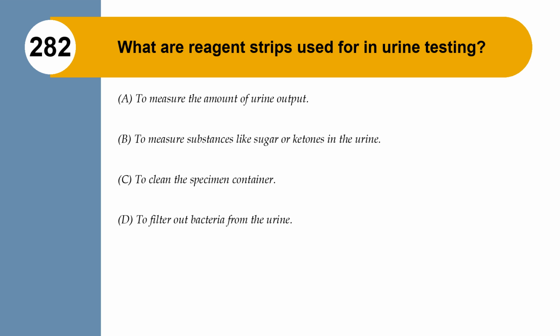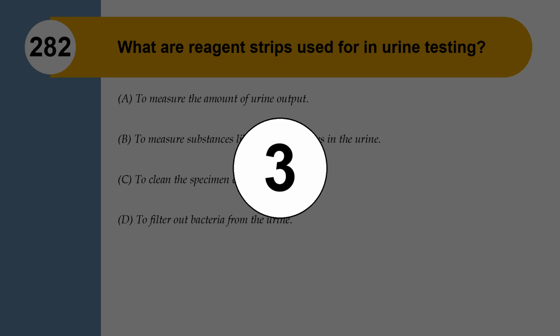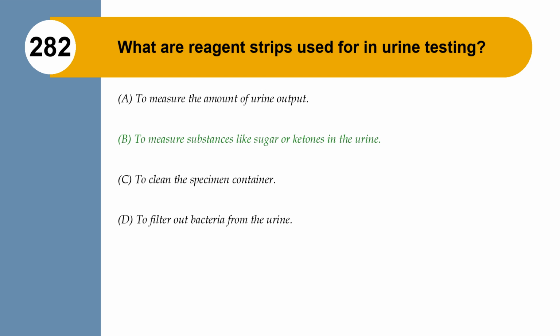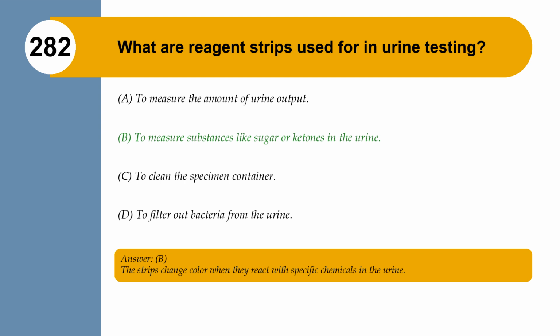Option A, to measure the amount of urine output. Option B, to measure substances like sugar or ketones in the urine. Option C, to clean the specimen container. Option D, to filter out bacteria from the urine. The correct answer is option B, to measure substances like sugar or ketones in the urine. Explanation. The strips change color when they react with specific chemicals in the urine.